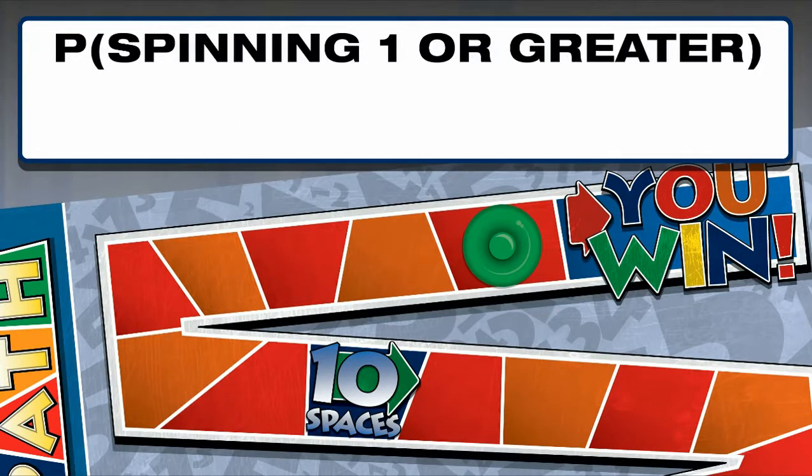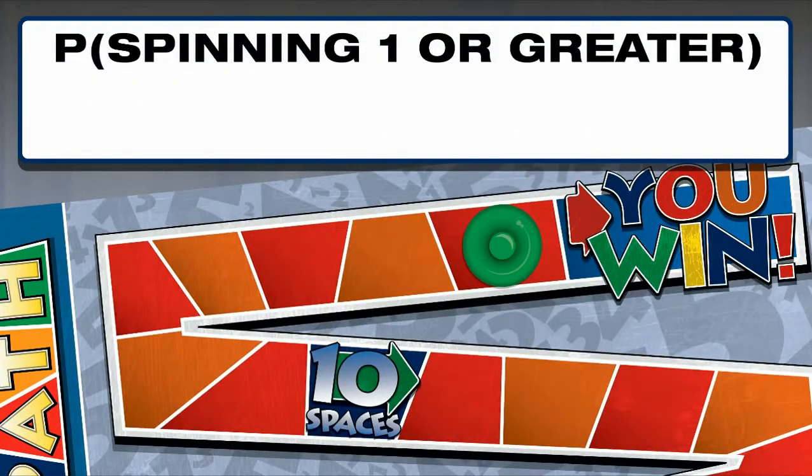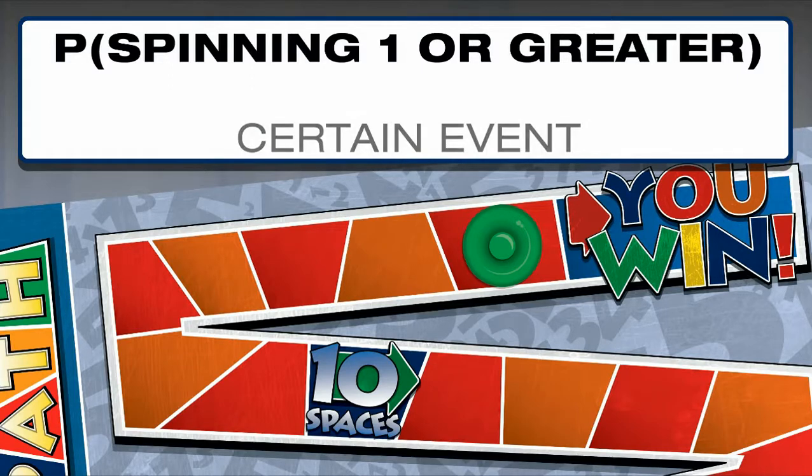Tina is 1 place from the finish. What is the probability that Tina will finish the game on the next turn if she needs at least a 1? Any number on the spinner will give her the 1 space she needs. This is a certain event. The probability of spinning 1 or greater is 1 or 100%.